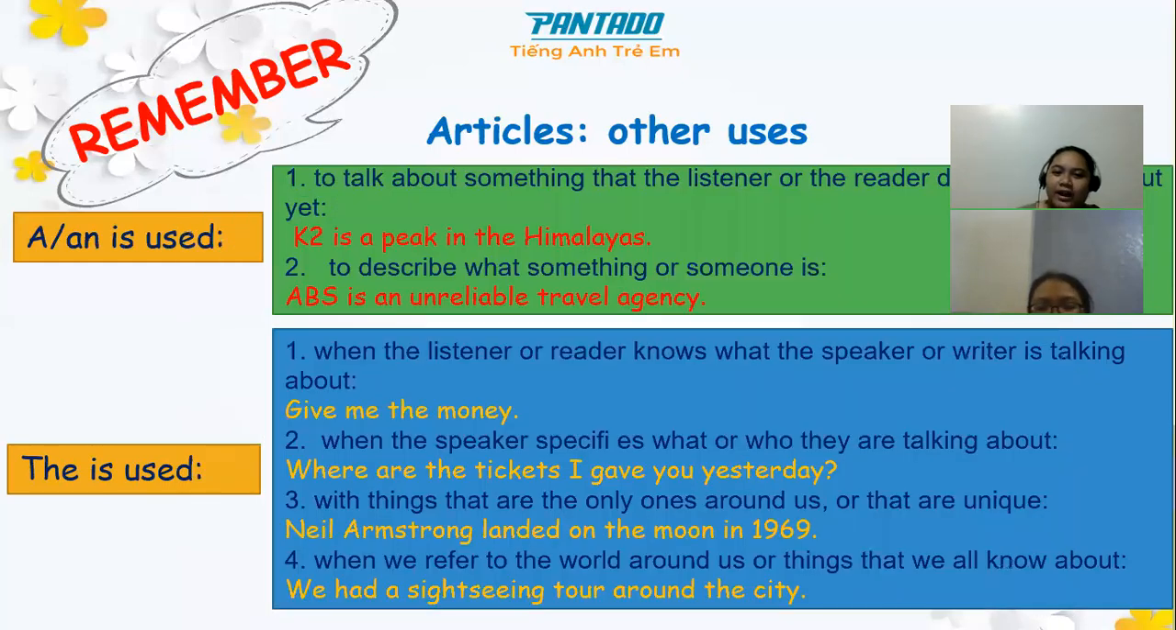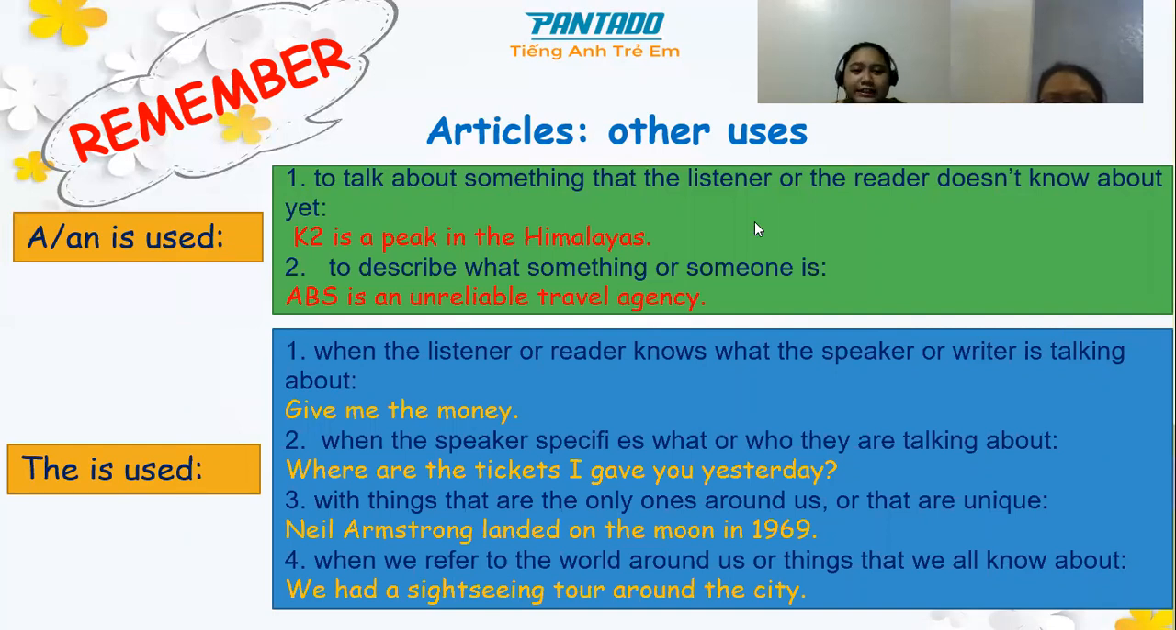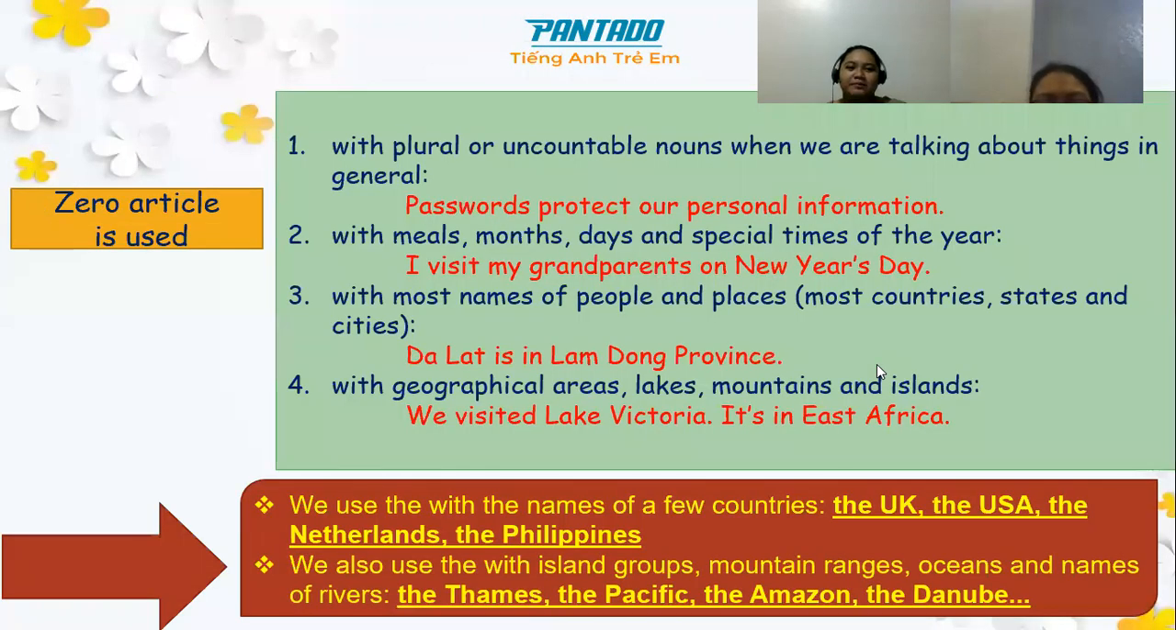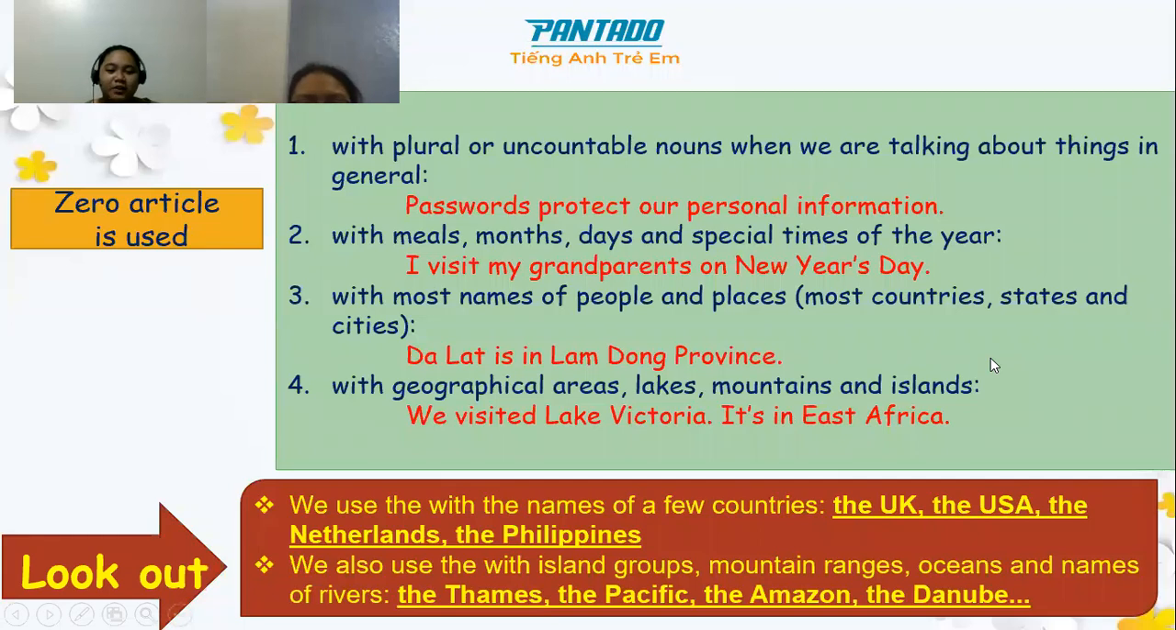So again, we use a or an to talk about something that the listener or the reader doesn't know about yet, or to describe what something or someone is. The is used when the listener or reader knows what the speaker or writer is talking about, or when the speaker specifies what or who they are talking about, or with things that are the only ones around us or that are unique. So always remember that. We also use the with the names of a few countries like the UK, the USA, the Netherlands, the Philippines, and with island groups, mountain ranges, oceans, and names of rivers. Otherwise, a zero article is used.